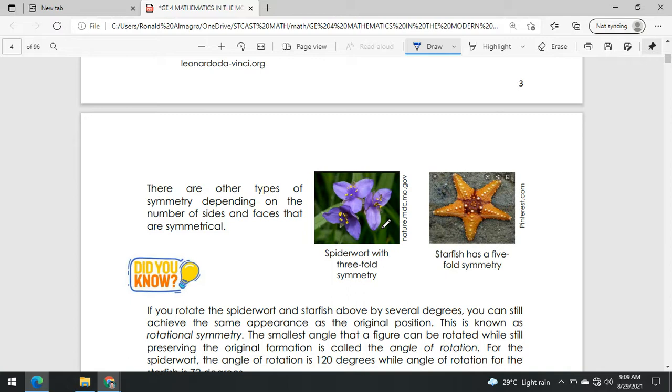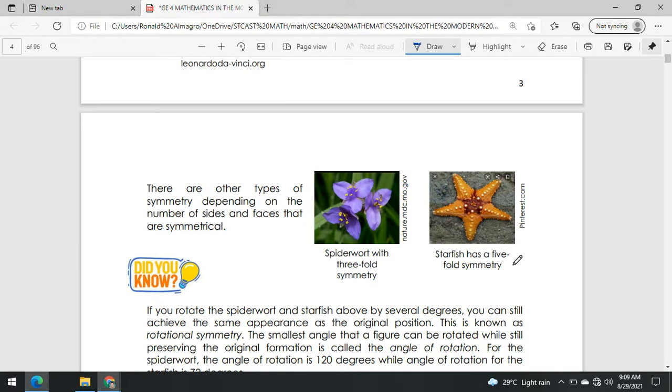Okay, the spider web has three-fold symmetry. As you can see in the lips, it is symmetrical to the other lips. That would be the best example of symmetry. Like the starfish, which has five-fold symmetry.